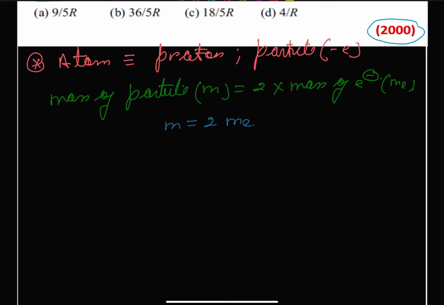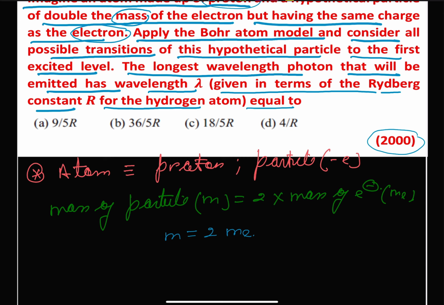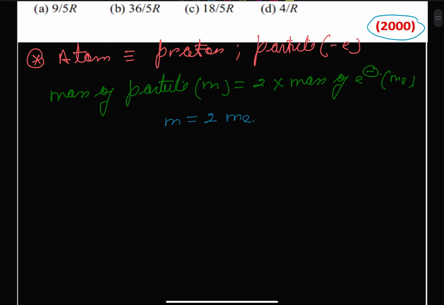And it says that to the first excited level, so first excited level means value of n will be equal to 2. First excited level, which means value of n is equal to 2.